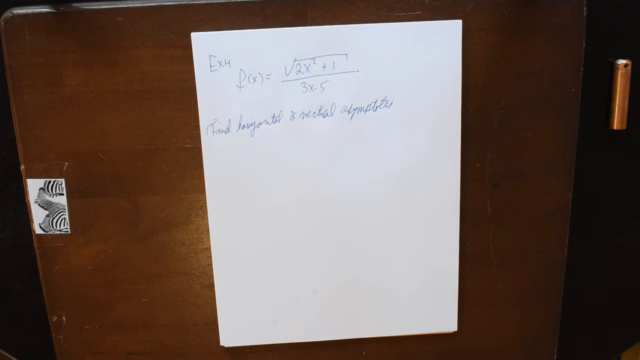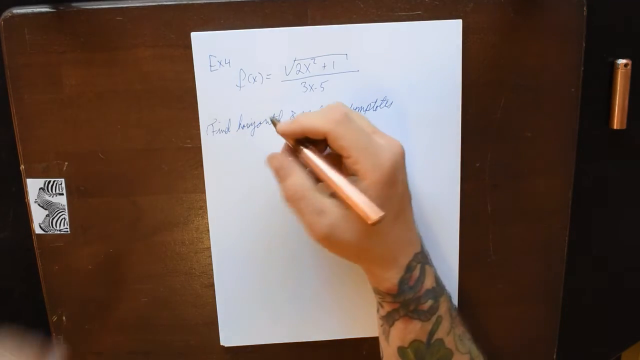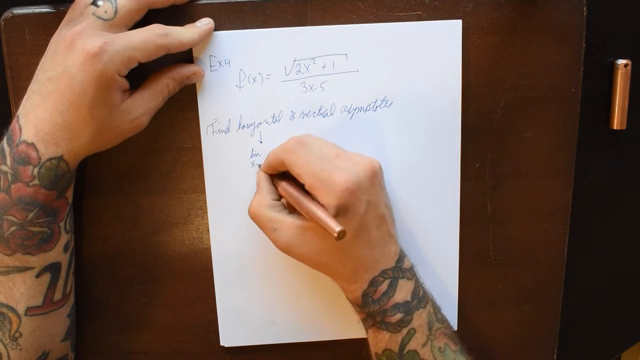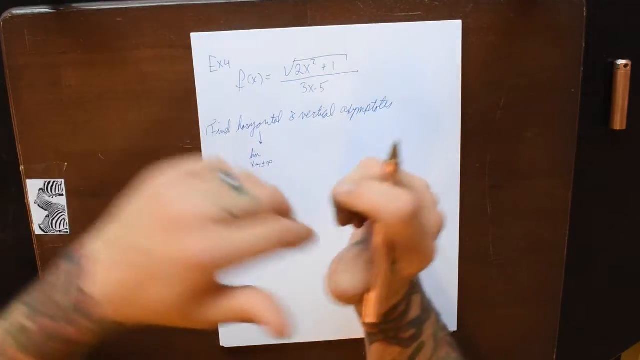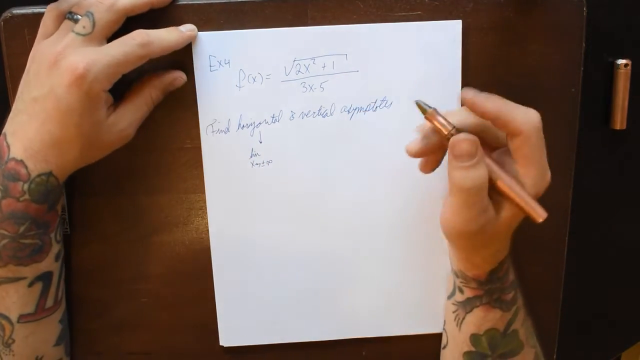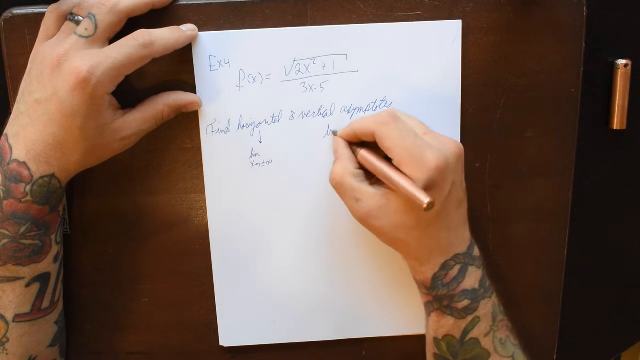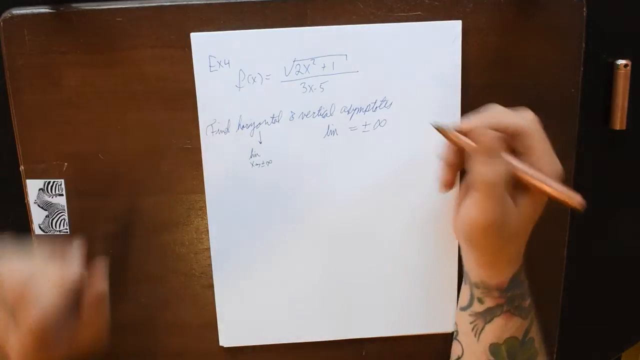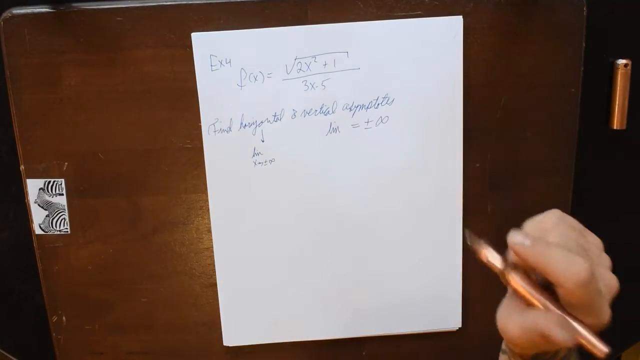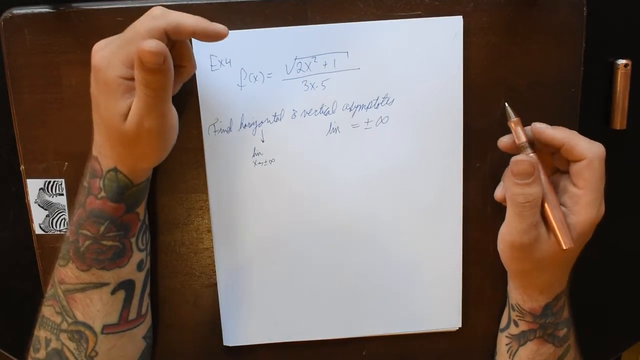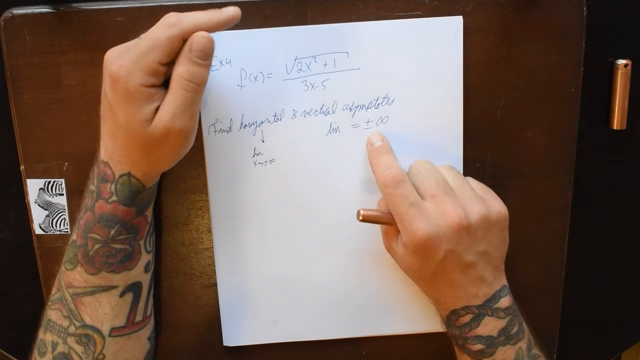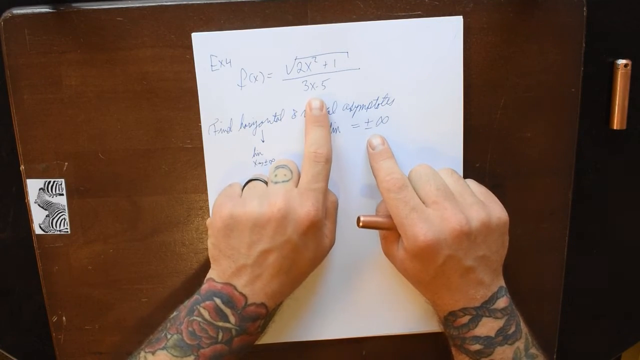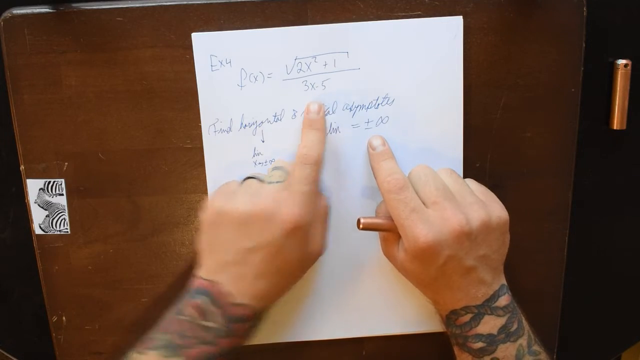Find the horizontal and vertical asymptotes. Remember, horizontal asymptotes involve limits going off to positive or negative infinity, and vertical asymptotes involve a limit that is equal to positive or negative infinity. So where the infinity jumps. Let's find our vertical asymptotes first. Remember, our vertical asymptotes are going to occur where our denominator goes to 0.